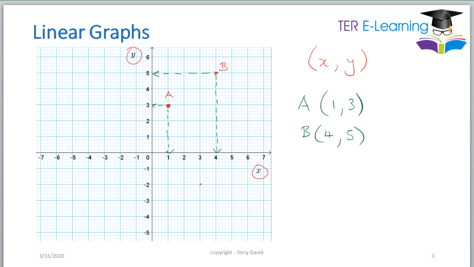Now let's try a different one. Let's try this one here. All right, let's try the ones that give students some trouble. So this is the point C. I want you all to tell me what the coordinates of the point C are.